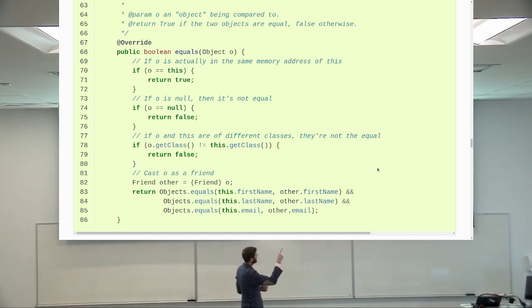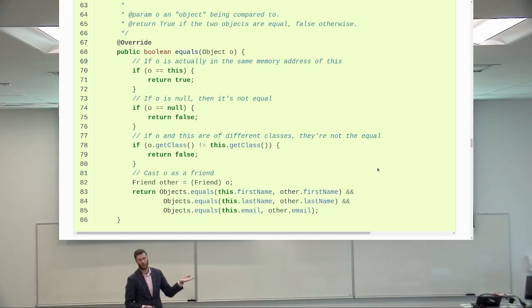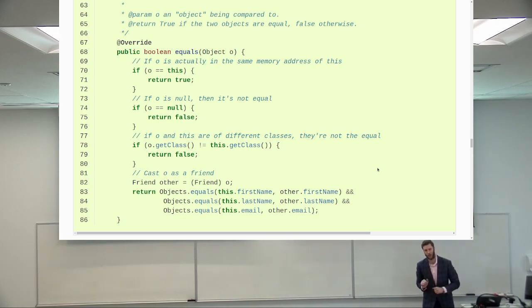So if the things aren't an alias, if it's not null, then we ask, okay, are you of the same class? Are you both apples? Are you both friends? If you're not of the same class, well, you're not equal for our purposes here. Hey, is this apple equal to this orange? No, I really don't need to dig any deeper. It's an orange. They're not the same. They're not equal.